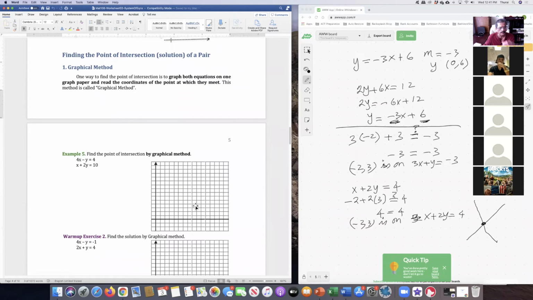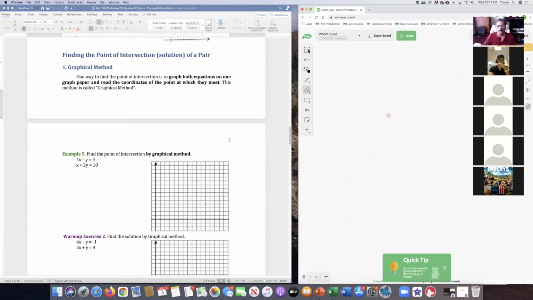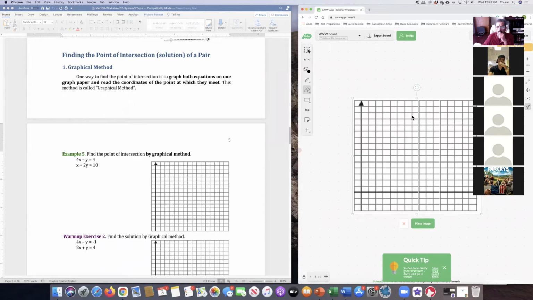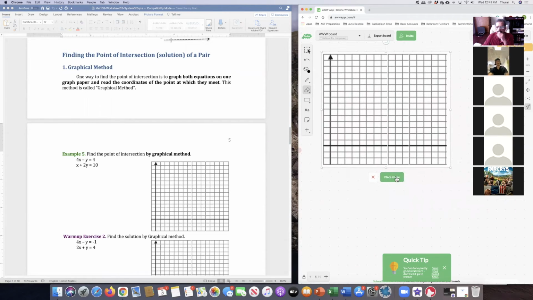So here's the coordinate plane. We can graph these two lines on this plane and then find the point of intersection. So I'm going to do this particular problem on the board and show you how to find the solution by the graphical method. So I'm going to copy this picture. Okay, and now we can graph this equation on that graph paper.